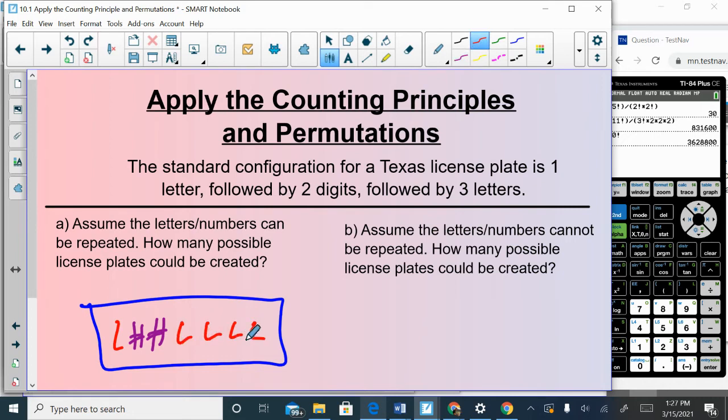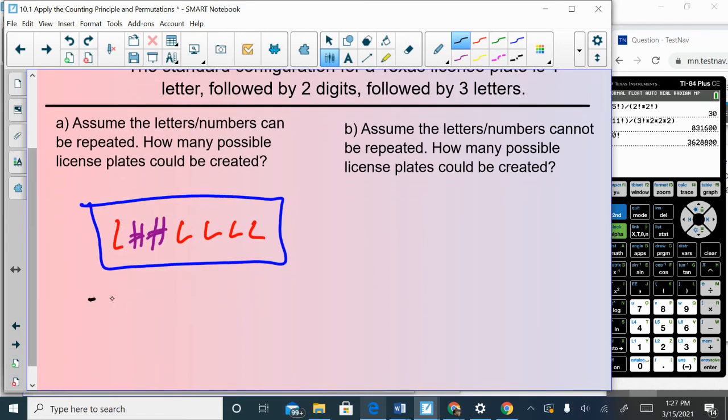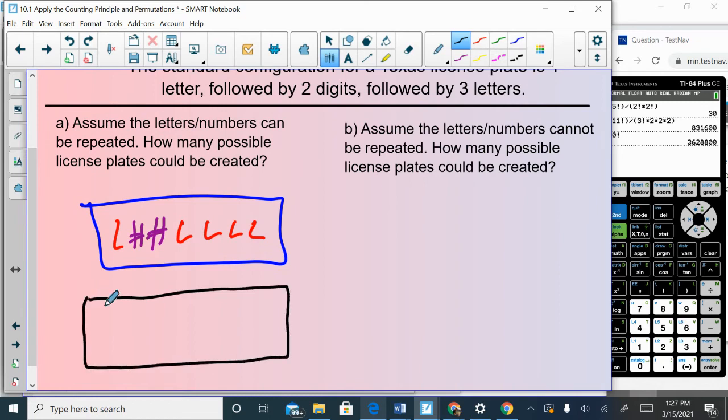Letter, letter, letter. And how this is a fundamental counting principle problem is you'll think of every character as an event. And so it starts out with a letter. Letters can occur, of course, in 26 different ways. So you take 26, and that's the first event. And the fundamental counting principle says just multiply that by the number of ways that the next event can occur. The next event is going to be a digit. There's actually 10 digits if you count them, 0 through 9. That's 10 different digits.